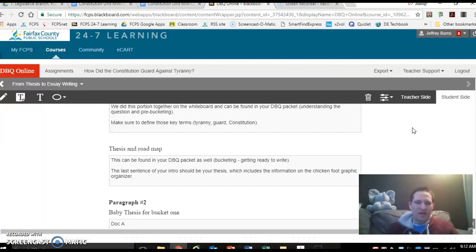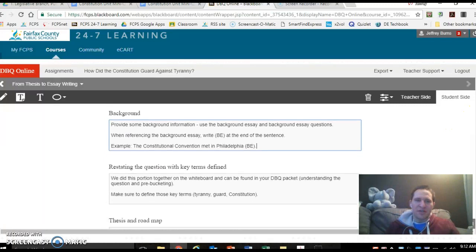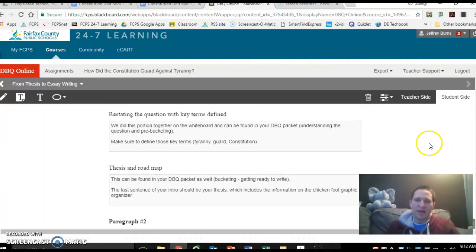So your opening paragraph: you've got an introduction, a background with a couple sentences on that, restating the question with key terms defined, and a thesis and roadmap. You concisely do that in 5 or 6 sentences. It should be no problem if you do it in that order. Okay? All right. If you have any questions about the rubric or the introduction, ask me in class. Next video coming up is body paragraphs.